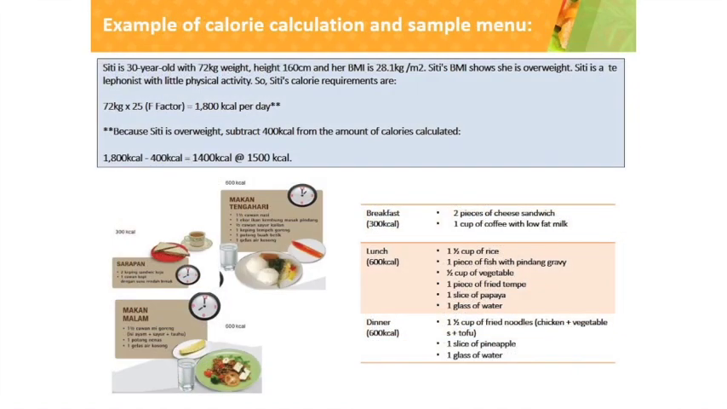Second example, City is 30 years old with 72 kilograms weight, height 160 centimeters and her BMI is 28.1. Her value of BMI shows that she is overweight.